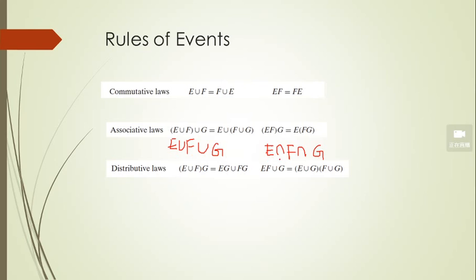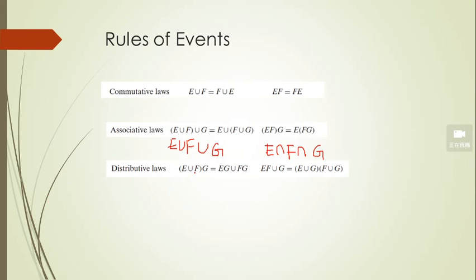This one means the outcome occurs in every event. Okay, so they are different. Okay, they are different associative laws. It doesn't matter about the order. Now, a little more complicated is the distributive laws.